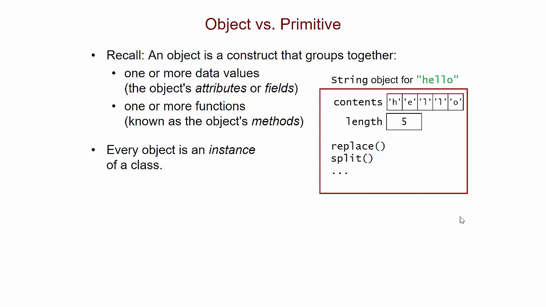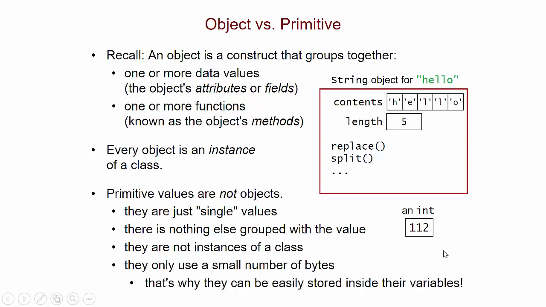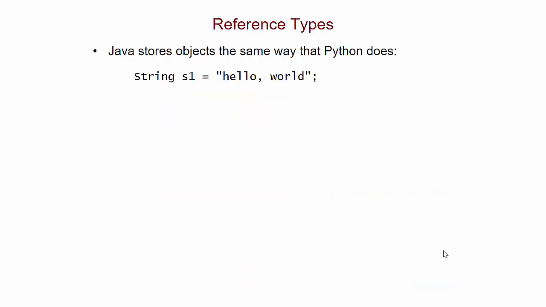Now in Python, everything is an object, but that's not true in Java. In Java, primitive values are just single values. They're not objects. So for example, an int is just a set of bits that represents that integer. There's nothing else grouped with it. And that's why it is very easy to put them inside their variables because they only use a small number of bytes. Now, Java does store objects the same way that Python does.